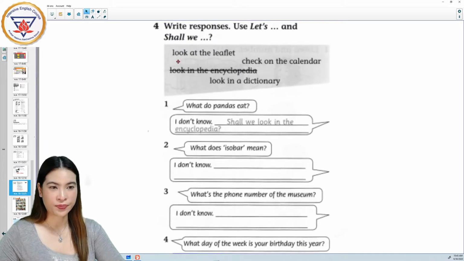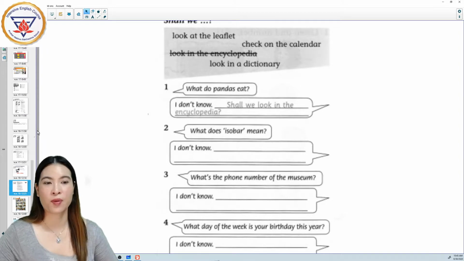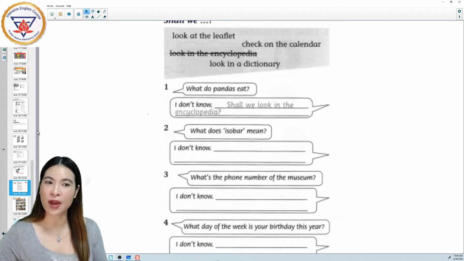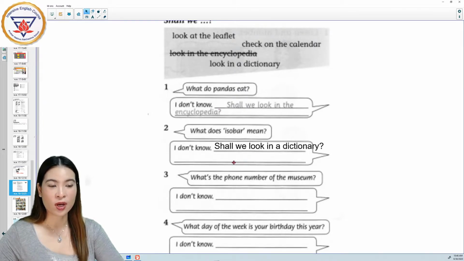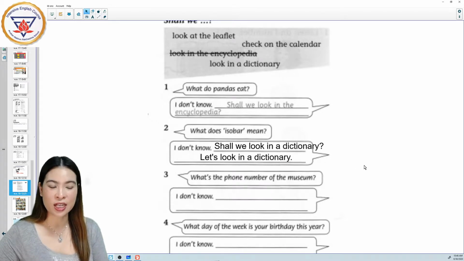Write responses using let's and shall we. You can have two kinds of answers. Either one is fine with me. For example, number 2, what does isobar mean? You can say, I don't know. Shall we look in a dictionary? Or, let's look in a dictionary.